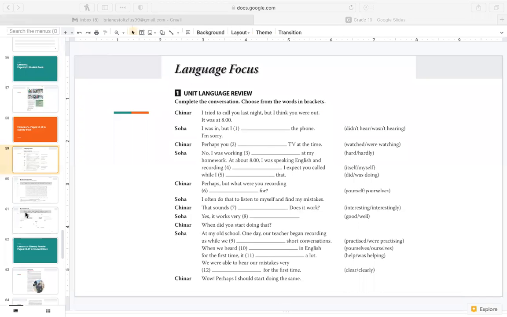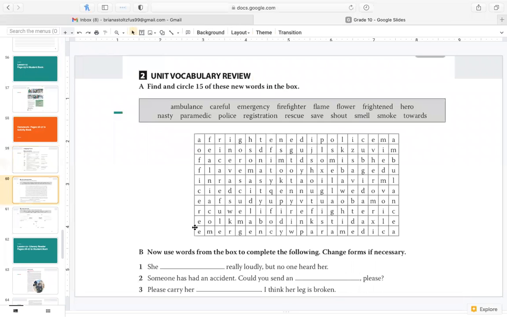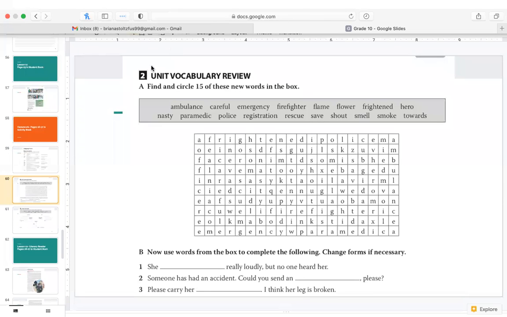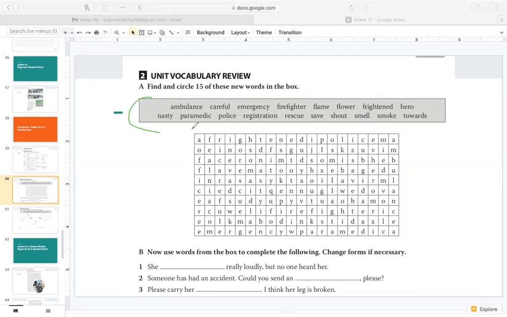Next, try to find all of these words in the puzzle below. The words are ambulance, careful, emergency, firefighter, flame, flower, frightened, hero, nasty, paramedic, police, registration, rescue, save, shout, smell, smoke, and towards.